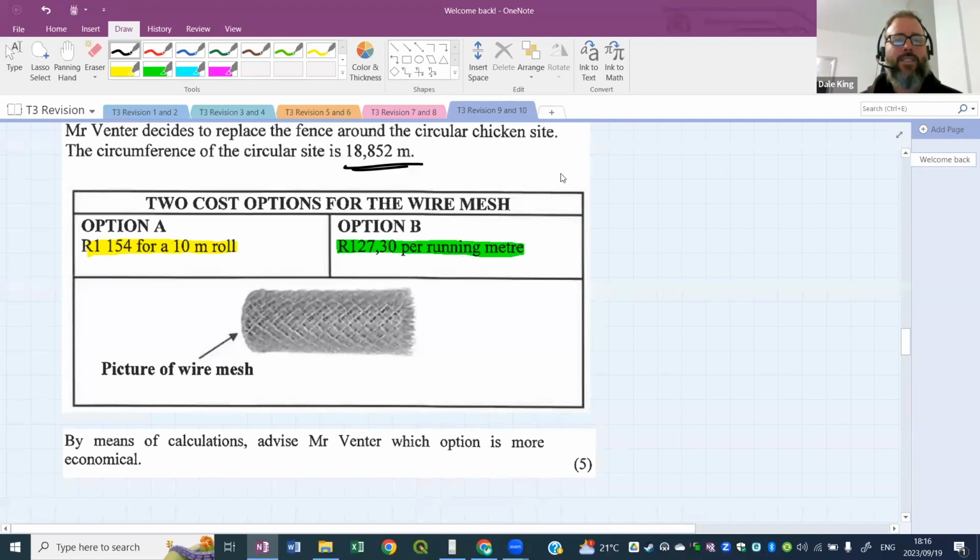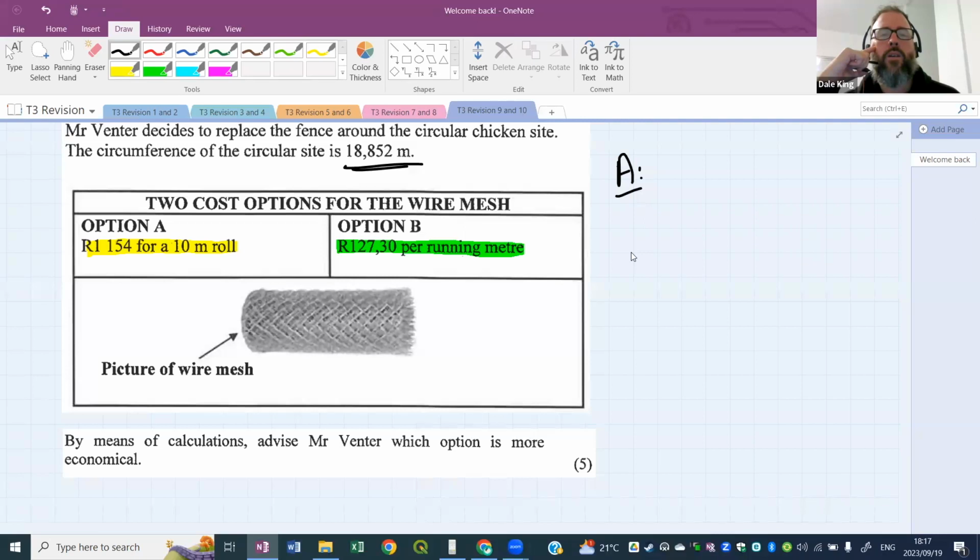Okay, two cost options for your wire mesh. Option A is... I think what we have to do first is check how much each option costs. So if it's 18,852 meters, let me write it down. And for option A, it's going to cost you 1,154 rand for a 10-meter roll.